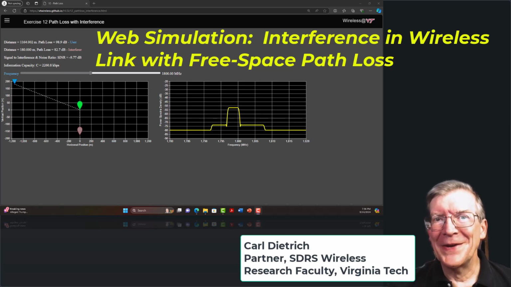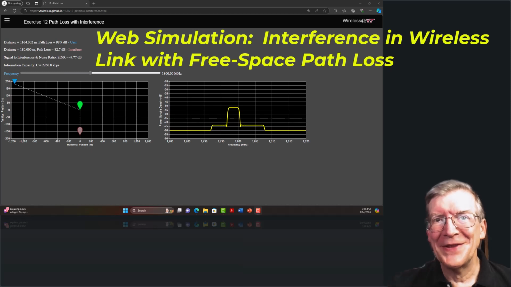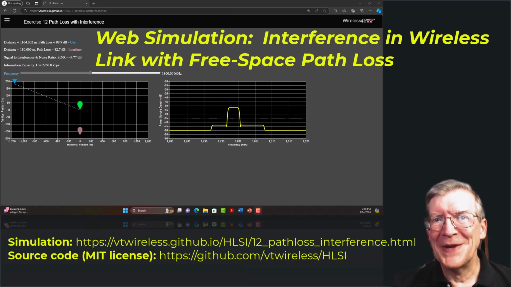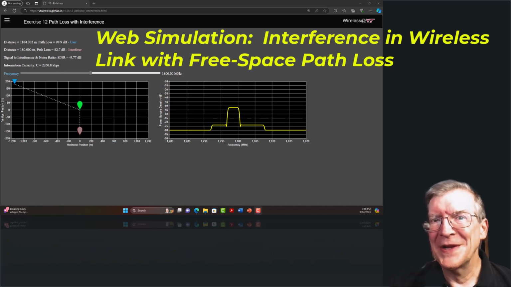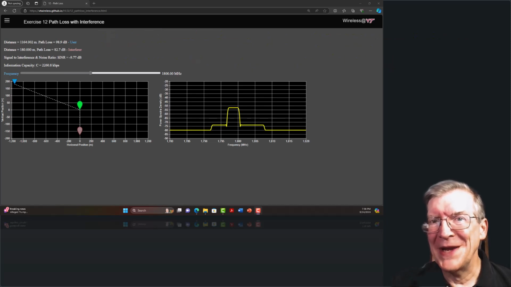We'll be talking now about one of the HLSI, or hands-on learning for radio frequency spectrum innovation simulations developed by Virginia Tech to help people learn fundamental concepts in wireless communications. The simulation we'll look at right now uses free space path loss in a user configurable geometry of 2 transmitters and 1 receiver, and it also shows these signals from the 2 transmitters, which can operate on different frequencies and do operate with different bandwidths.